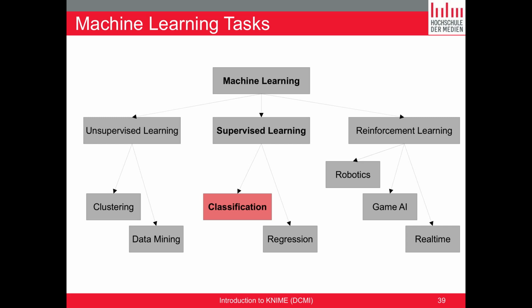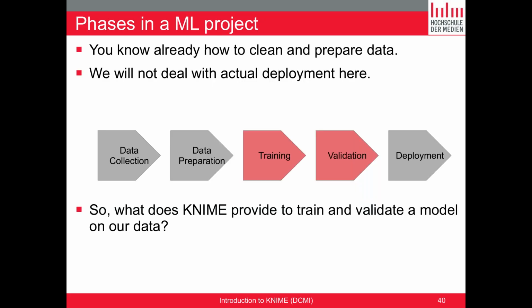Then we have the field of reinforcement learning, which you will find a lot in robotics, game AI, and real-time systems. So just a big picture about what falls into machine learning. As I said, we will focus on the very typical task of classification. I would also say that's the most common task when you work with the data like we usually do.